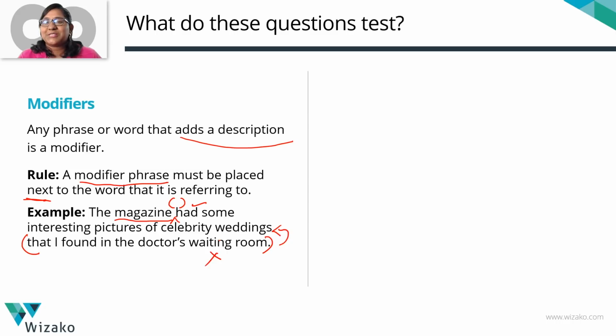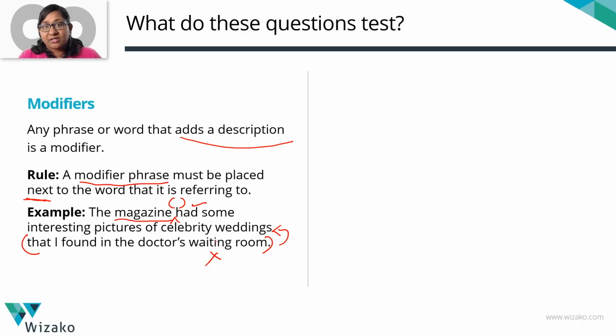A lot of times when we speak, we understand the meaning that is being conveyed. So we think, oh, that's perfectly fine. But it's not about whether you understand. It's about whether any layman who reads the sentence would be able to understand it. Whether there is any room at all for ambiguity in the sentence. If you place the modifiers correctly, there will be no room for ambiguity.